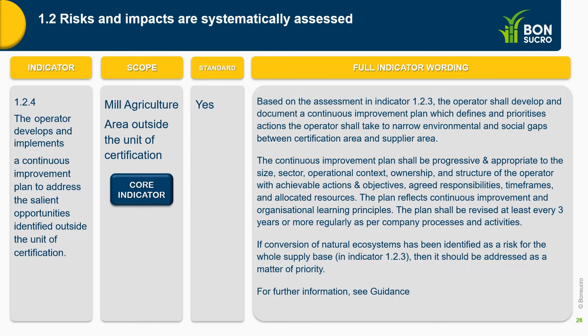1.2.4 is the second indicator with the scope of the area outside of the unit of certification. The operator develops and implements a continuous improvement plan to address the salient opportunities identified outside the unit of certification. So it's linked with the previous indicator, and the idea is to construct this continuous improvement plan based on it. It shall be progressive and appropriate to the size, sector, operational context, ownership, and structure of the operator, with achievable actions, objectives, agreed responsibilities, timeframes, and allocated resources. This plan is to be updated at least every 2 years, and very important, if conversion of natural ecosystem has been identified as a risk in the risk assessment on 1.2.3, then it should be addressed as a matter of priority on this indicator.